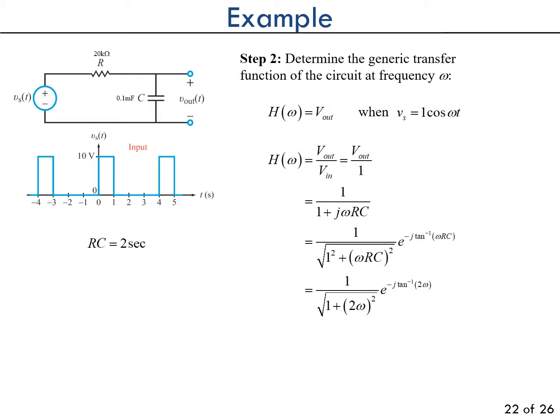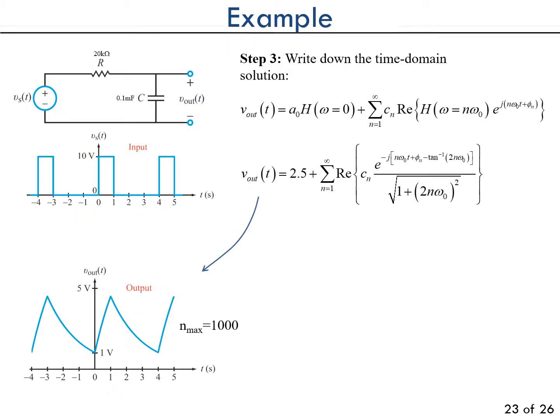In step 2, you determine the generic transfer function of the circuit. So what you do here, you can either apply KCL or KVL, and you'll end up with an expression in terms of V out and V in. So you manipulate your expression until you get the ratio of V out over V in. That would be your frequency response function, and for your input in phasor notation, it's just 1. And so it'll be V out over 1, and that will be your H of omega.